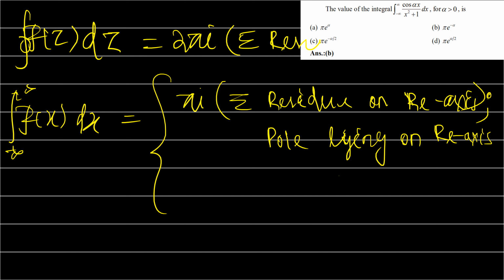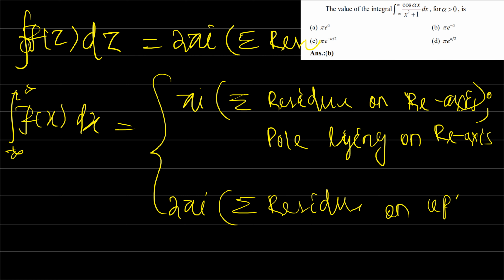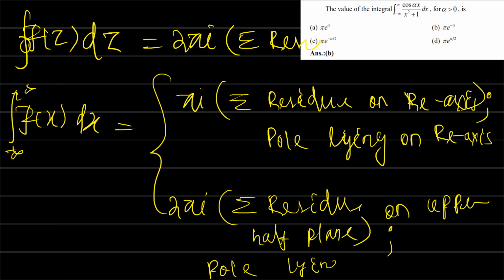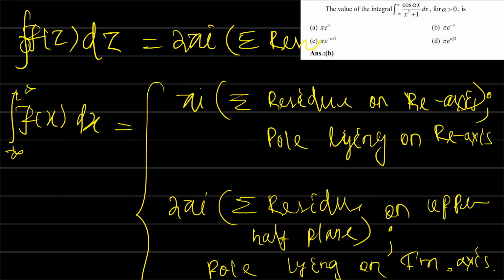The second one is 2 pi I into the summation of residues in the upper half plane. This is the condition for a pole lying on the imaginary axis. So these are the two conditions, this is first, this is second. For that, we first have to evaluate the pole.